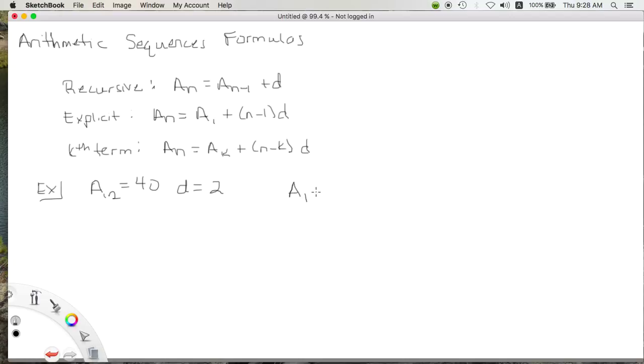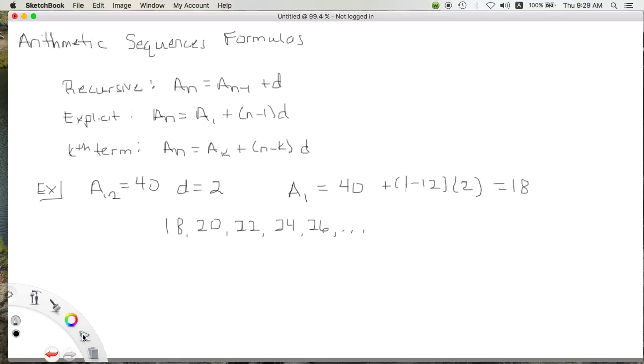So let's say our n is 1, and our k, because that's the one we're looking for, is 12. So we have n is 1 and k is 12, and our common difference is 2. And this term here, A12, is 40. So we can calculate this out. We have 40 plus negative 22, which gives us 18. So that means we start at 18 and add 2 every time. And that gives us the first 5 terms of our arithmetic sequence here.